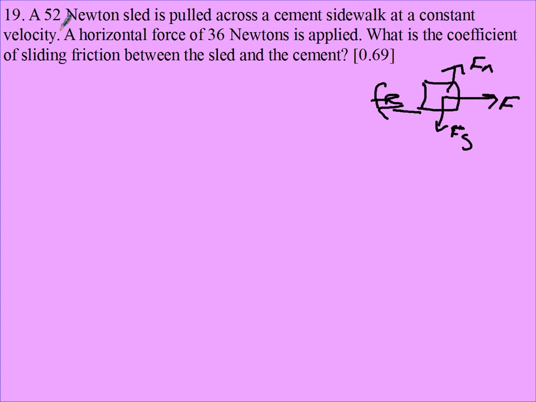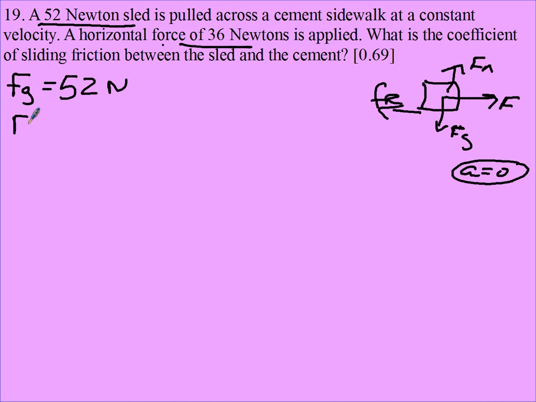Let's see. I have a 52 Newton sled. That is my weight. That is Fg. I know the velocity is a constant, which tells me the acceleration is 0. That's good. And I have an applied horizontal force, F, of 36 newtons. And I'm looking for mu. The first thing I want to do is sum the forces in y, because I need mu, so I need my normal force.